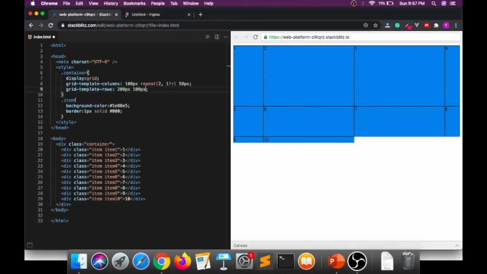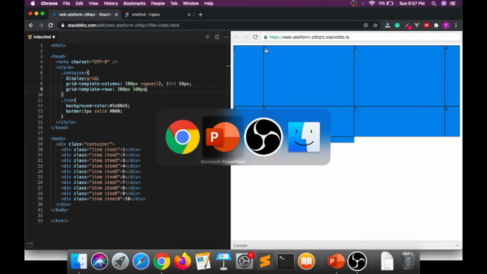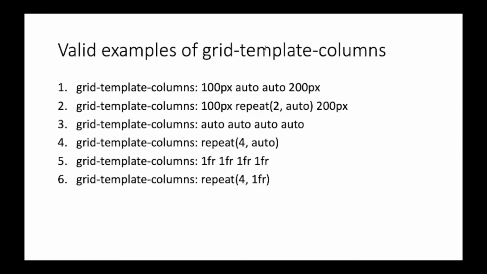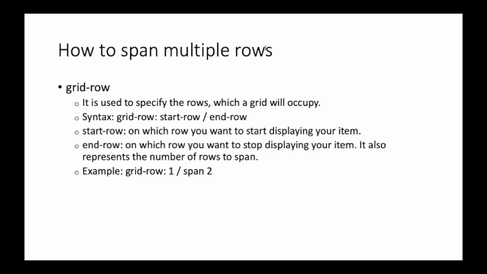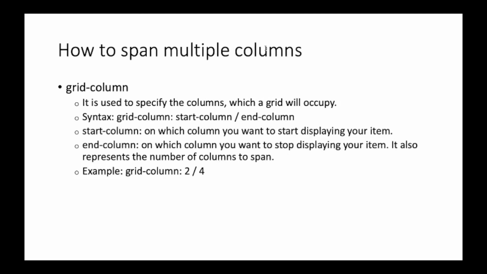So this is all about grid template columns and grid template rows. These are some valid examples. I have already covered this stuff. Now we're going to learn how we can use the spanning capabilities of CSS Grid. This layout system provides us two CSS properties: grid column and grid row.